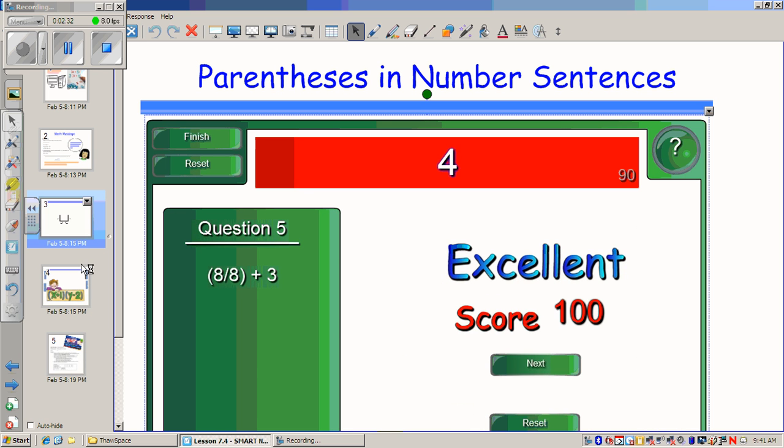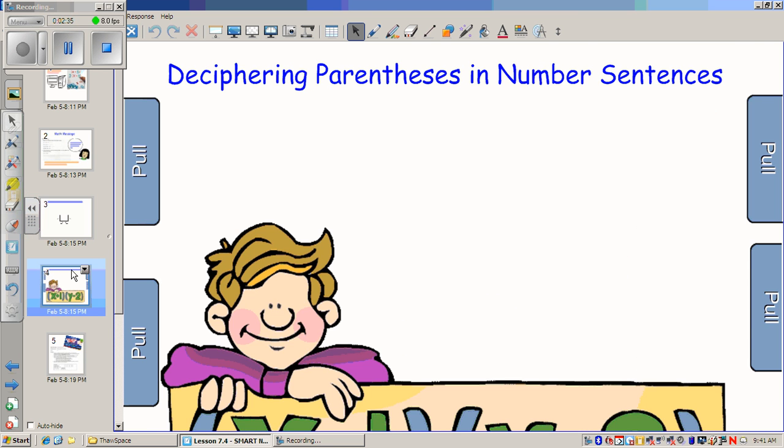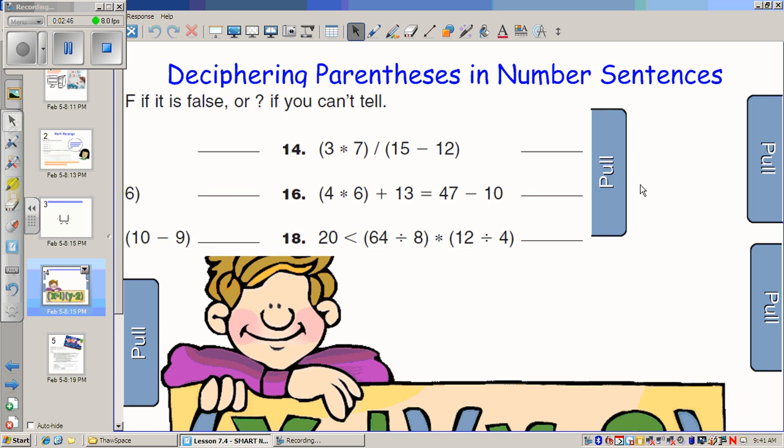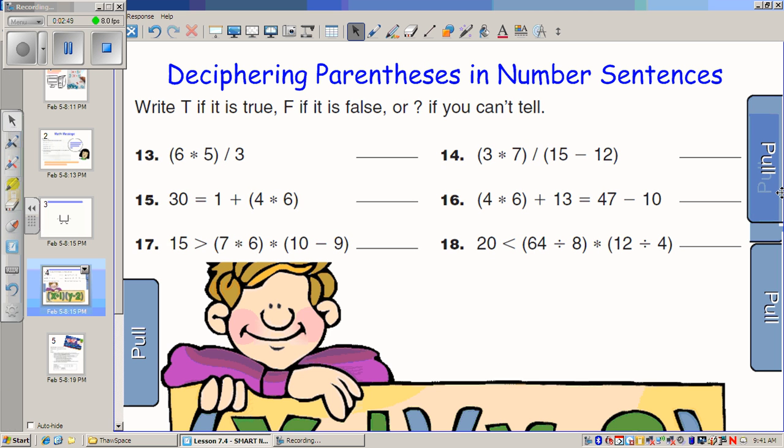All right, let's go on to our next part of parentheses. It says deciphering parentheses in number sentences. Okay, we have our little guy here to help us with the parentheses. So I want to pull this over and show you a couple of things. It says write T if it is true, F if it is false, or a question mark if you can't tell. Okay, so if I do 6 times 5, that's 30, divided by 3, that would be 10, right?